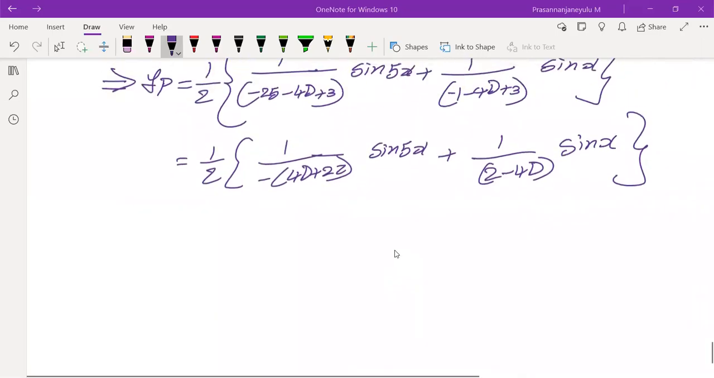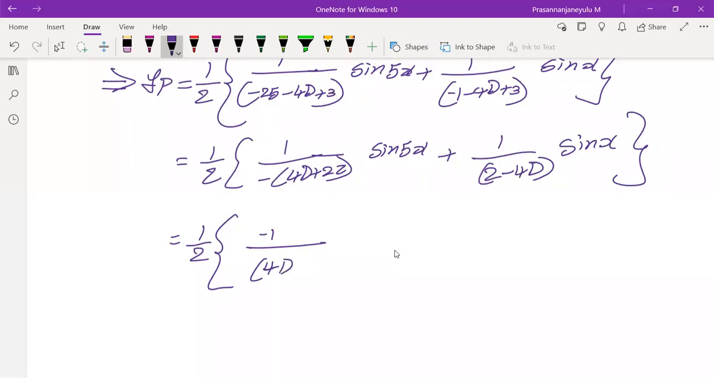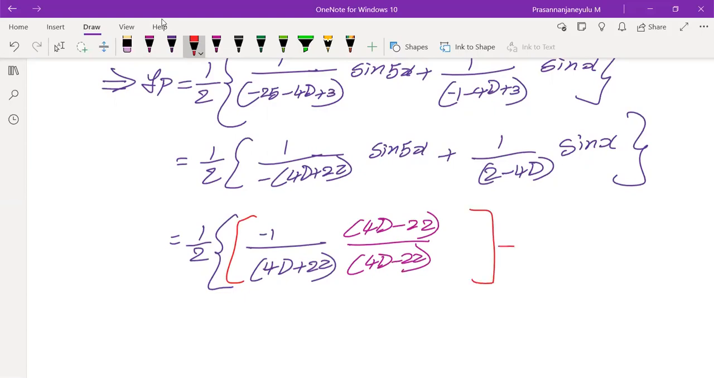For getting it into D squares, as we discussed, we have to go for rationalization. So, how will we do the rationalization? I am taking minus 1 to the numerator part. Minus 1 by 4D plus 22, into which we have to multiply and divide with 4D minus 22. That is the rationalization process, multiplying and also dividing with the same. Then we'll get the first term with sine 5x, with braces.